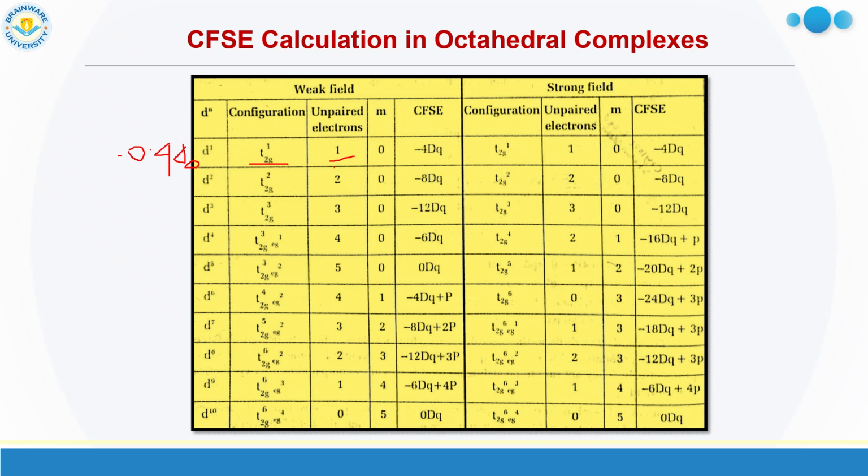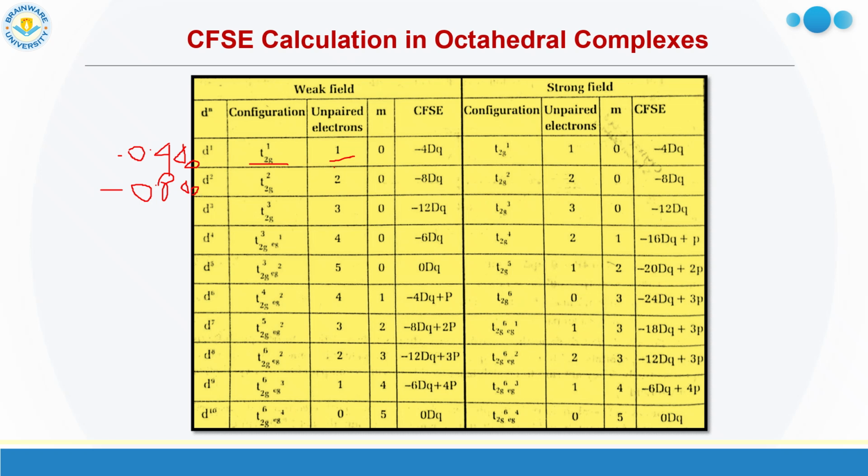Now t2g2, two electrons in the t2g level. How many electrons? Two, each having how much? Minus 0.4 Δo. So for two electrons, the value will be minus how much? Minus 0.8 Δo.